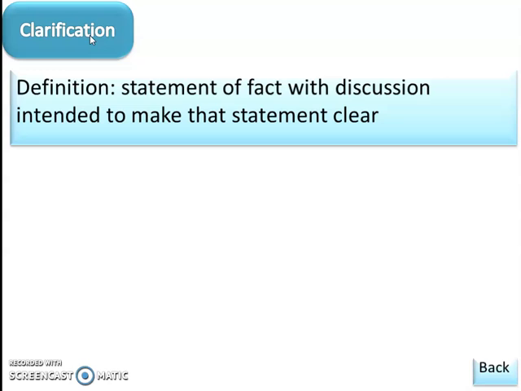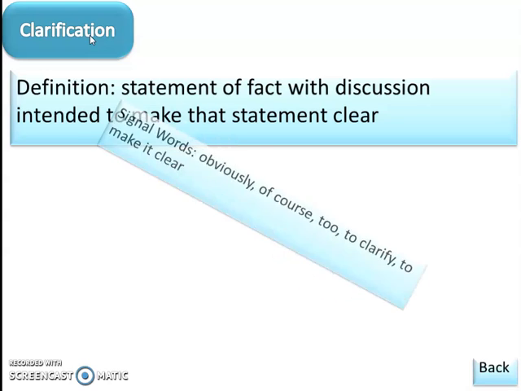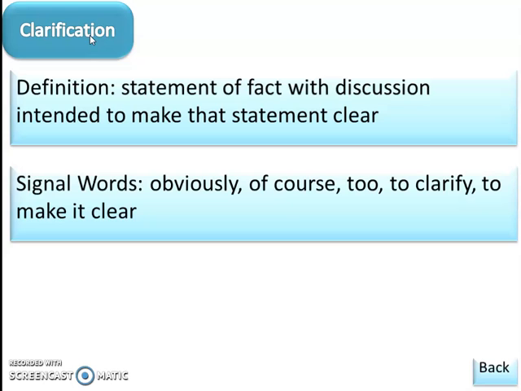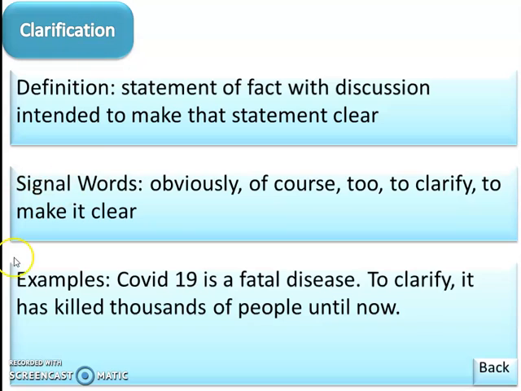Clarification. If we get just the root of the word clarify, we know that it is a statement which is trying to clarify an idea, to make it clear. Using words like obviously, of course, to clarify, to make it clear. COVID-19 is a fatal disease. To clarify, or obviously, it has killed thousands of people until now. So here this sentence is trying to clarify the previous sentence or to make it clear.